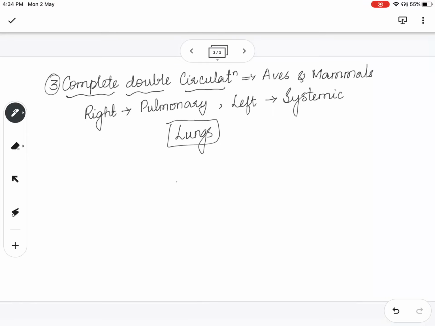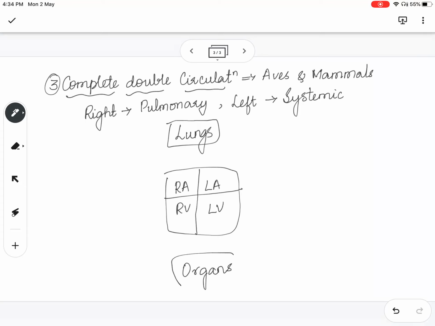Also, I'll take it as right auricle, left auricle, right ventricle, left ventricle. Here itself, I'll tell you about the valves also, so you need not worry. Okay, now what exactly happens? Organs on one end. Okay, fine. So from the lungs, what is happening?